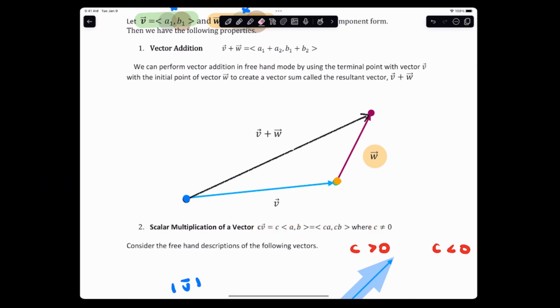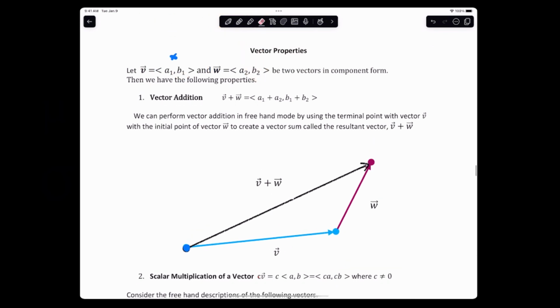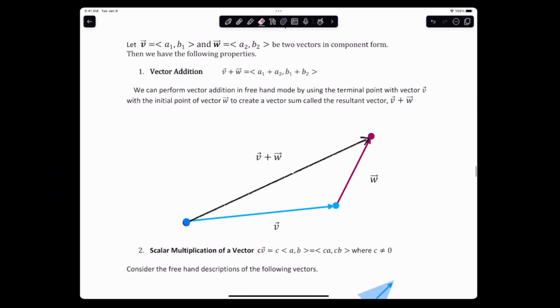So I'm going to focus on this right here. Again, this portion here. The vector addition. You're given two vectors. And I'm going to share with you guys a very important idea about vector addition.